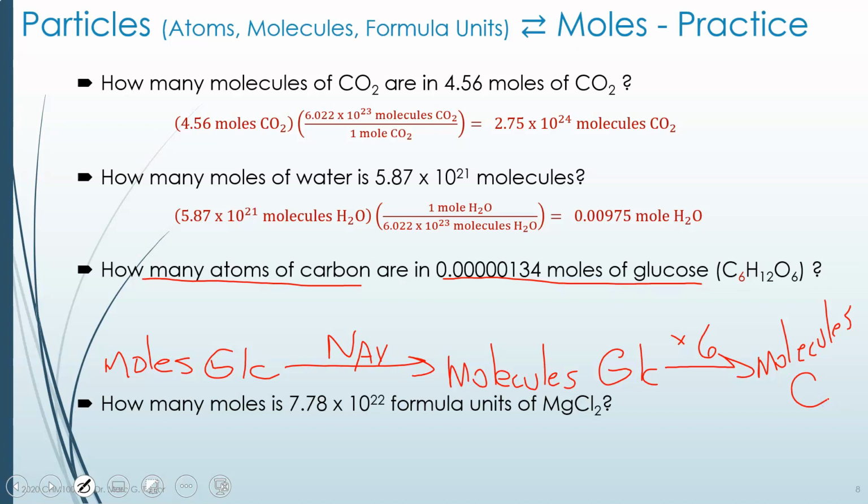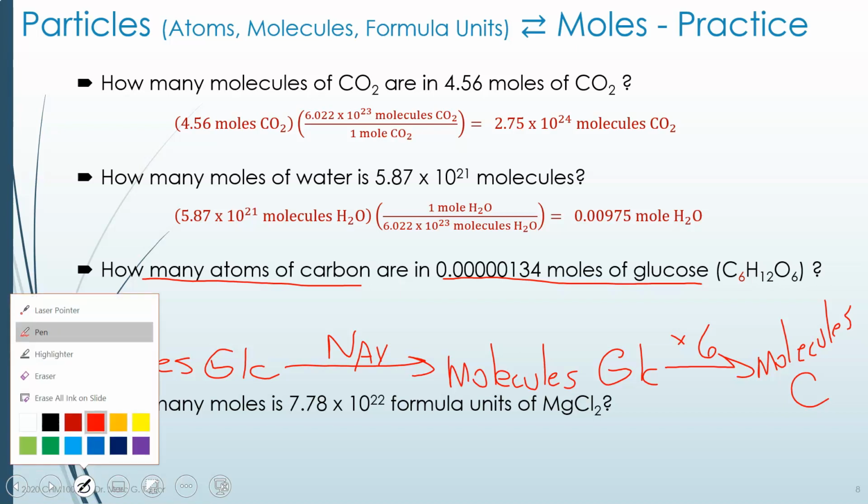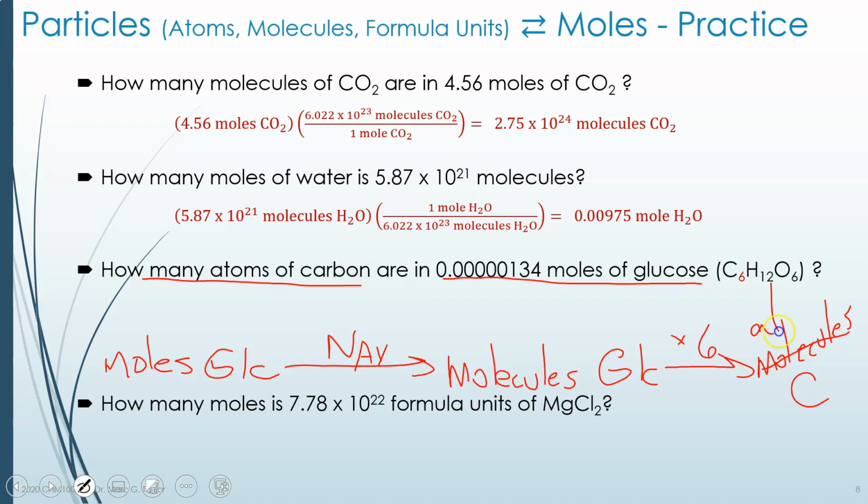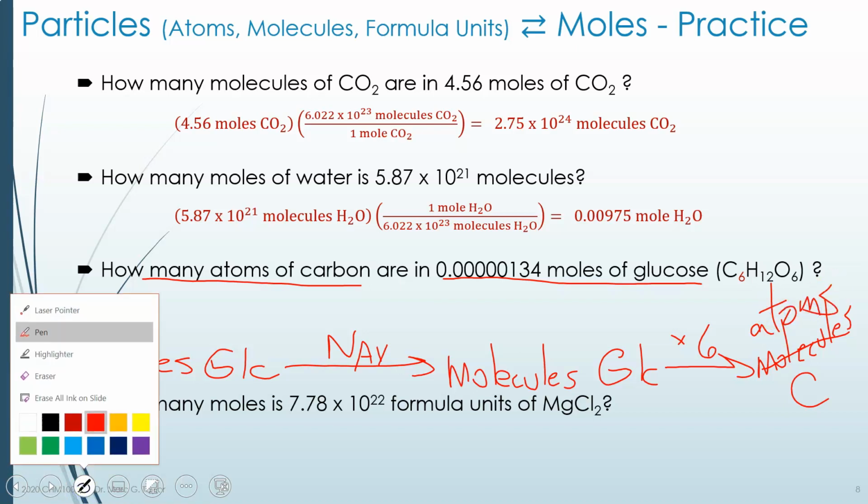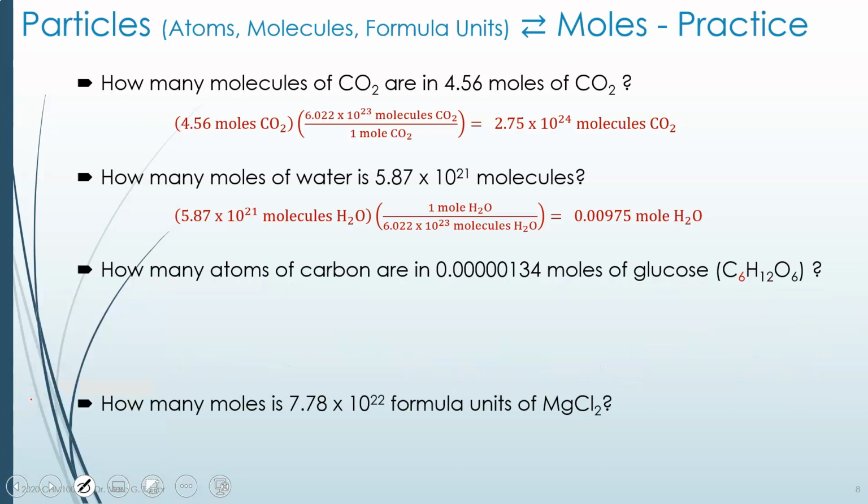So let's do that. We'll do it one step at a time. First, we'll figure out how many moles of glucose, and then we'll turn that into how many molecules of glucose, and then we'll turn that into atoms. I said molecules. That should be atoms, my bad. Atoms of carbon. So we will erase this note here and go through it.